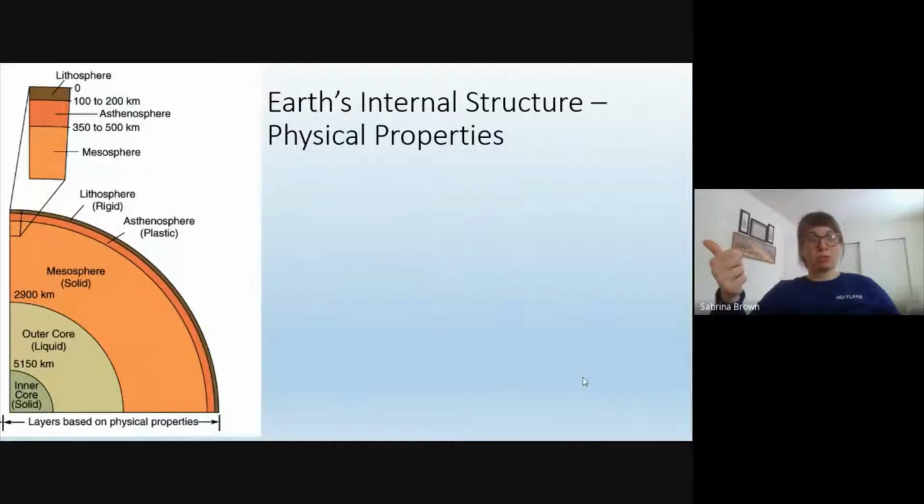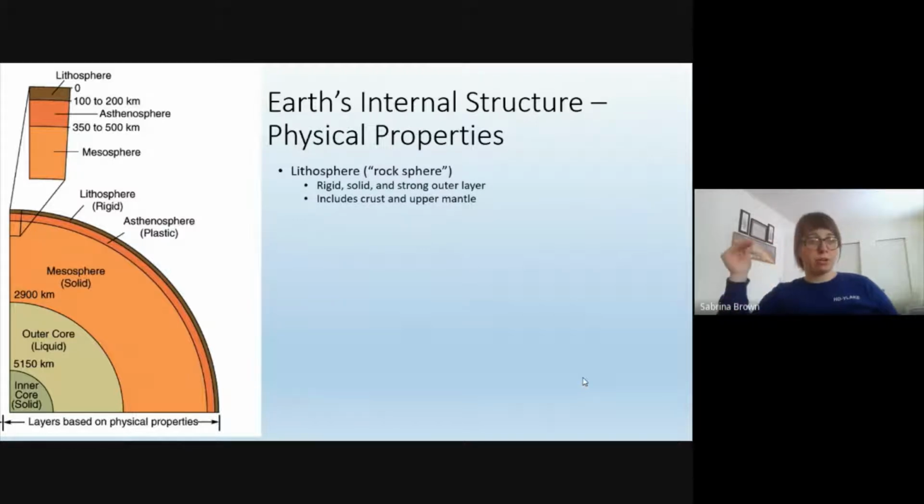So if we switch to defining these layers based on physical properties, what we see is our outermost layer is the lithosphere. So remember that prefix lith means rock. So this literally gets translated as the rock sphere. And so the lithosphere is the rigid, solid, and strong outer layer of Earth. And so this includes both the crust and the upper mantle.